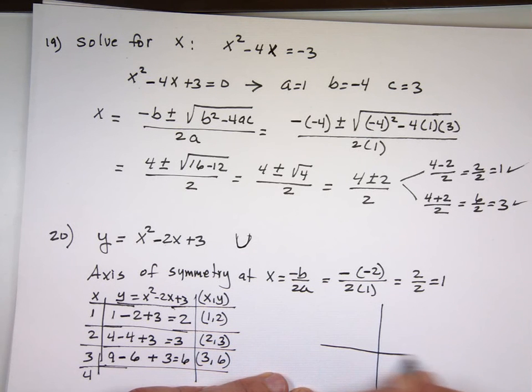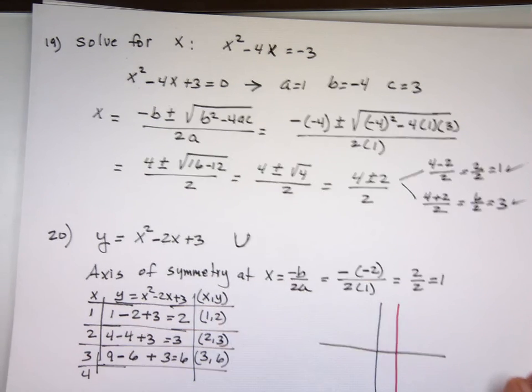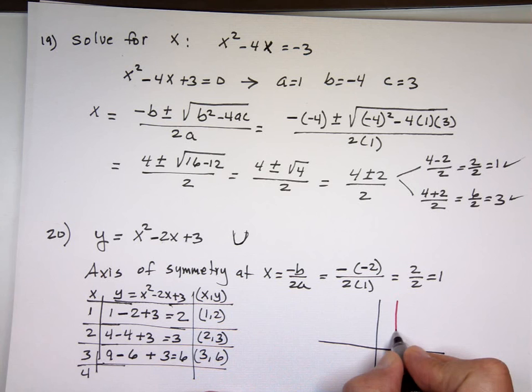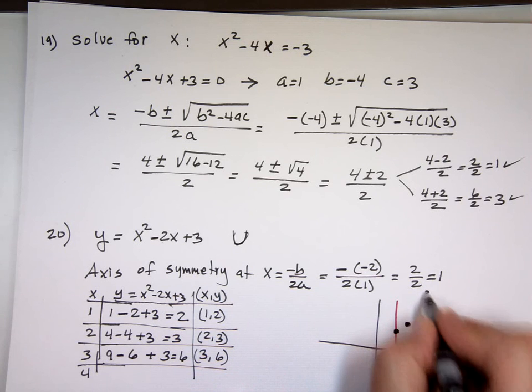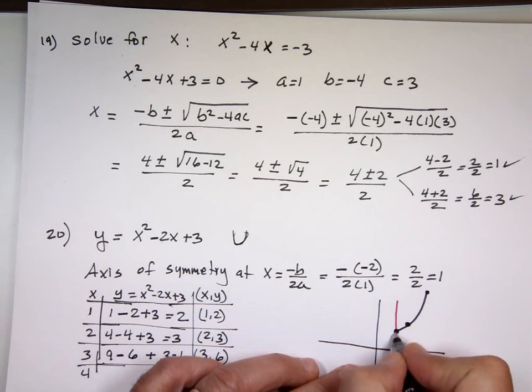Remember, the axis of symmetry is x equals 1. It's symmetric along this line. 1 and 2, right here. 2 and 3, right here. 3 and 6, right there. So the graph looks like this. We know it's symmetric with respect to this line, so it's going to look like that.